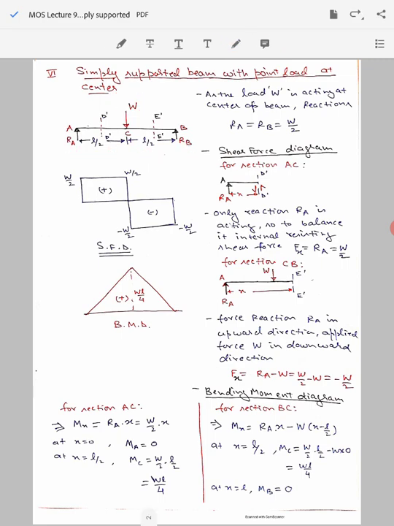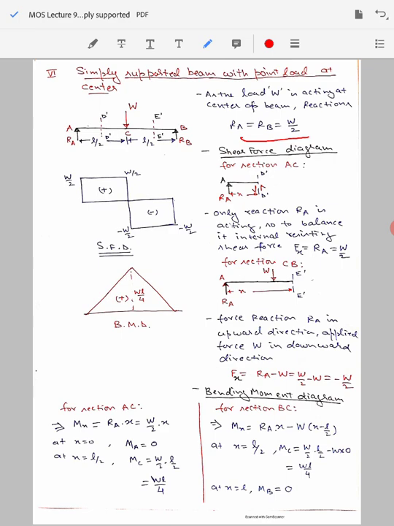In this case obtaining the reactions is straightforward because the load is acting exactly at the middle. That's the only load acting on the beam. So the reactions RA plus RB will be equal to W, and they are at the same distance. So the net magnitude of each reaction will be exactly half of the applied load, W by 2. So I'm not telling you that you should go and find the moment in this case.